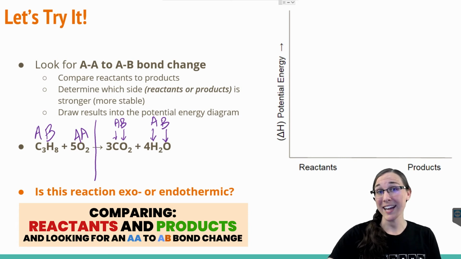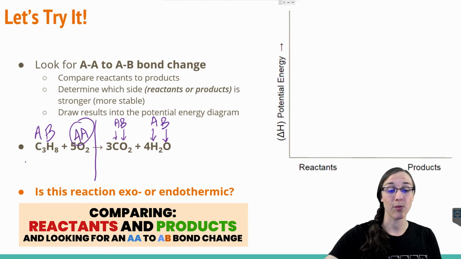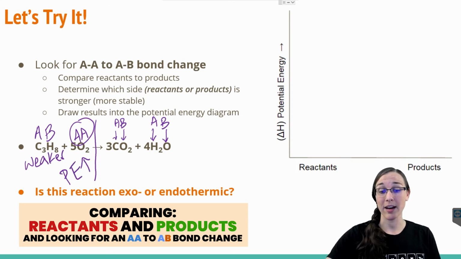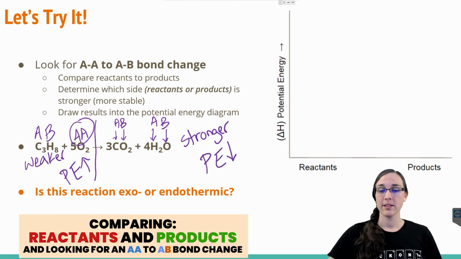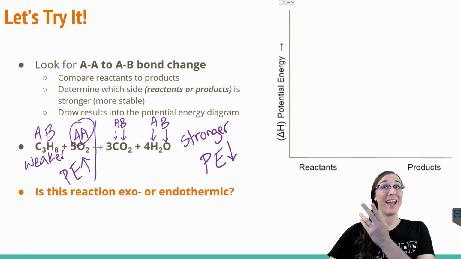So since the reactant side has AA bonds present, remember those are weaker bonds, therefore they're less stable and have greater potential energy. And the product side only has AB bonds, those are stronger bonds, and since they're stronger bonds, that means they are more stable, meaning that they have less potential energy. So let's draw this concept on our enthalpy diagram.